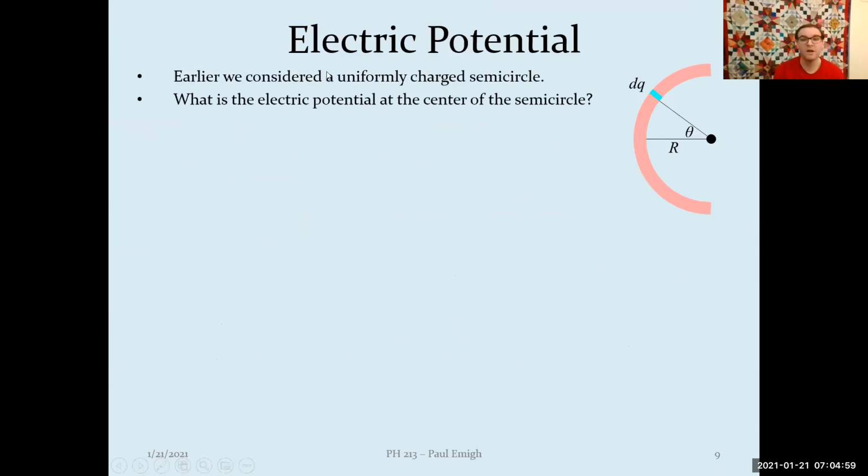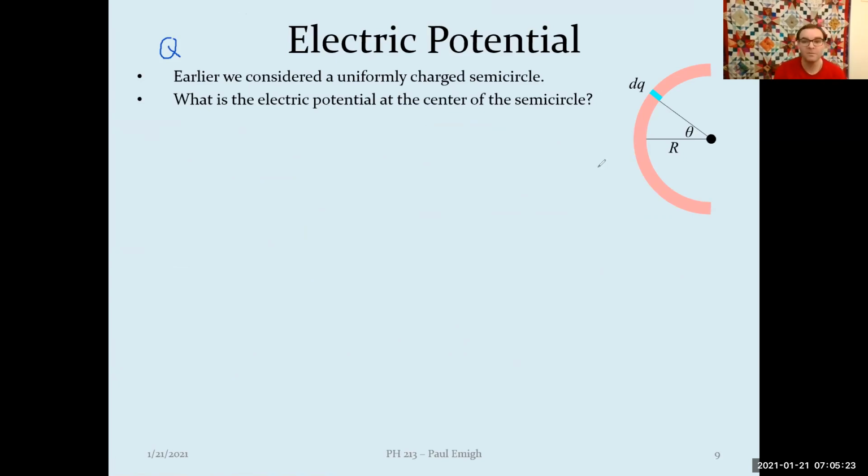Earlier, a couple weeks ago, we thought about the semicircle of charge, and we found the electric field due to that semicircle. I'm going to put a total charge Q on here. And I know the radius R of this thing, and I want to know what the electric potential at the center of the semicircle is. Now, you might have a guess from your top hat question, but before I talk about that, I'm going to try to actually figure it out with the full process.